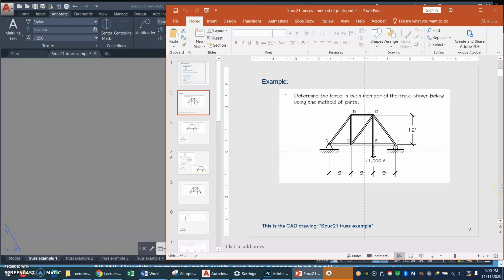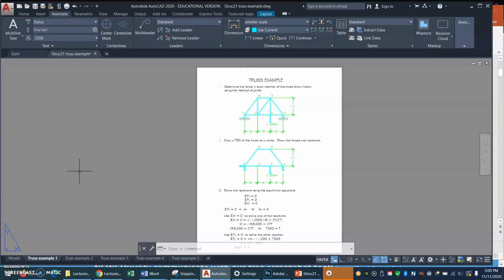I would like to walk through an example with you of how you can solve a truss using the method of joints. We'll look at this truss here. I drew this truss in CAD, and as the note says on the bottom of the slide, here's the name of the CAD drawing, Structures21 truss example. So here's my Structures21 truss example.